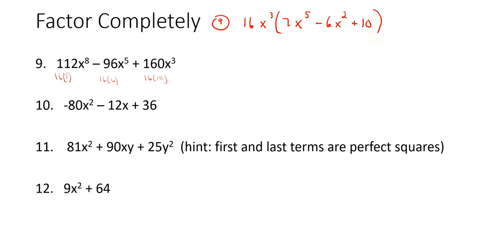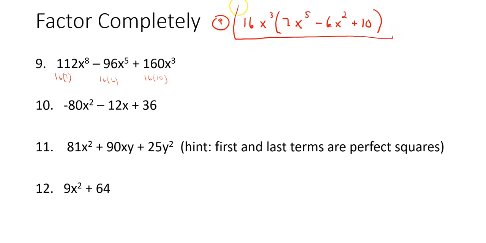What's left in there is not factorable. 7x to the 5th minus 6x squared plus 10 doesn't fit any of the techniques we've been doing. They're not perfect squares of any kind. I've got a 5th degree, a 2nd degree, and a constant. So it's not like a 4th degree, 2nd degree, constant we can do. x squared, x to the 1st, constant we can do. This, nope, we're stuck. So that's the answer. We do have to pull out that 16x to the 3rd, but then there's nothing else I can do.